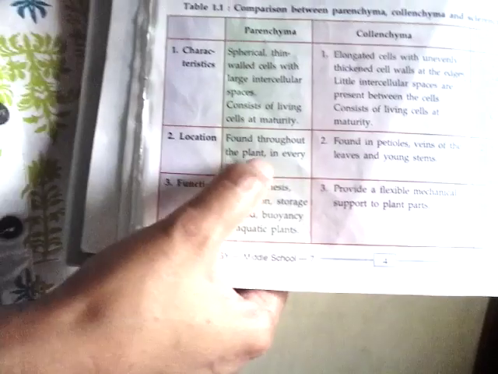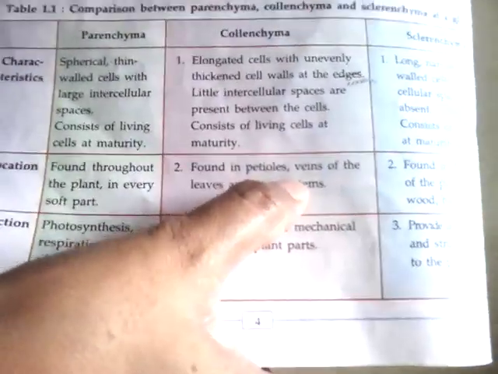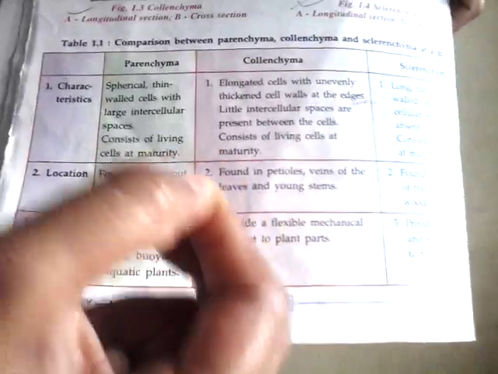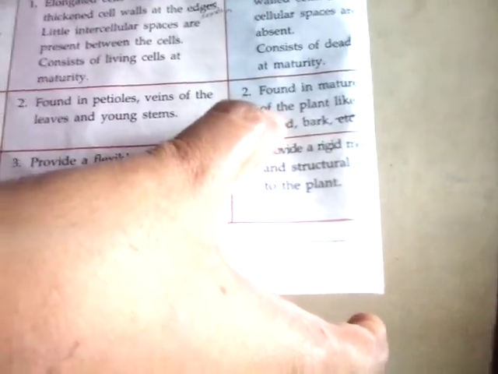Okay, then we come to the location of the parenchyma cell. Where are they basically found? They are found throughout the plant in every soft part. So parenchyma is found in every soft part. Okay, and chlorenchyma or collenchyma is found in petioles. Petioles means the stalk of the leaves, veins of the leaves and young stems. And sclerenchyma is found at every mature part of the plant, that is the wood, bark, etc., which are almost mature.